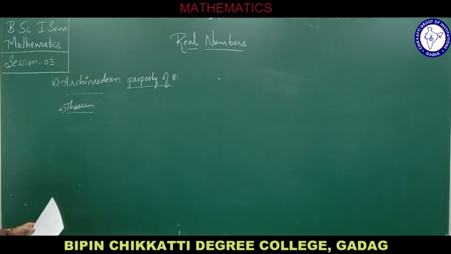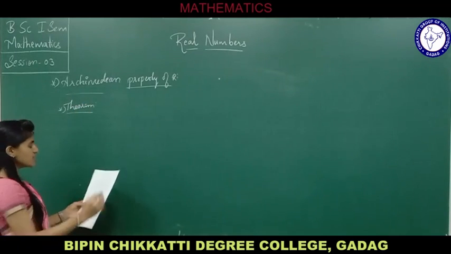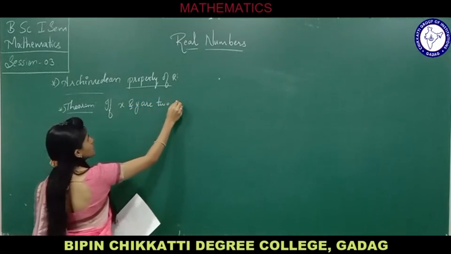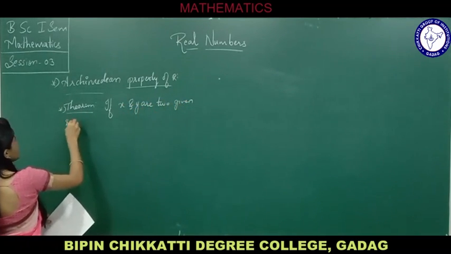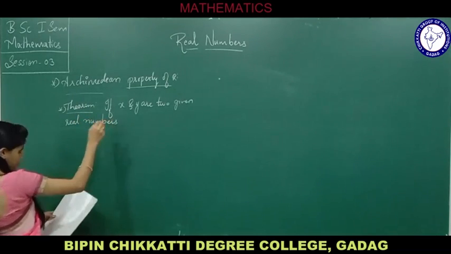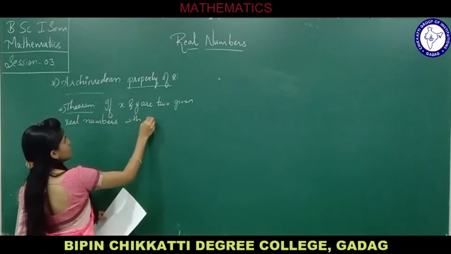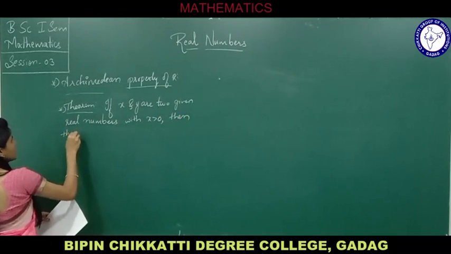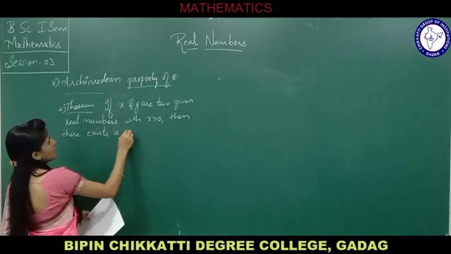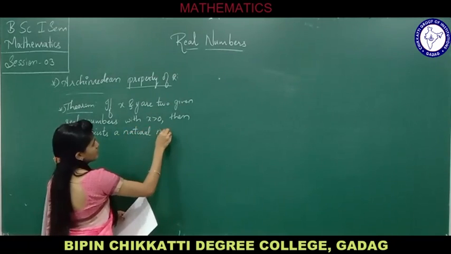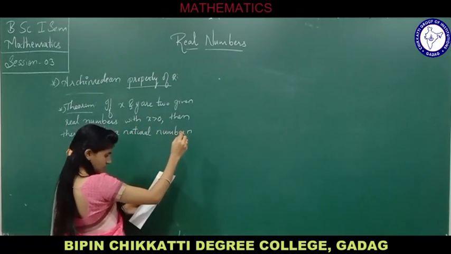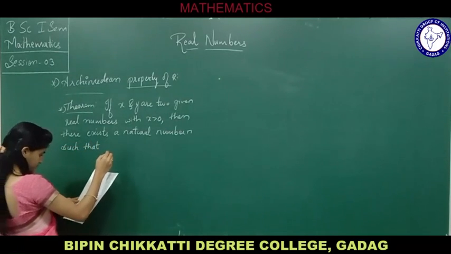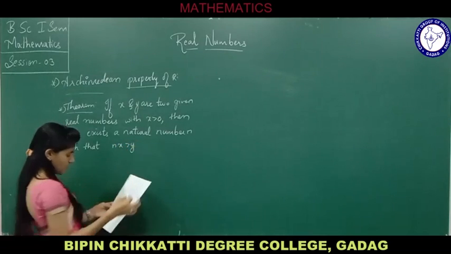What does this theorem state? It states that if x and y are two given real numbers with x greater than 0, then there exists a natural number, let us say n, such that n into x will be greater than y.